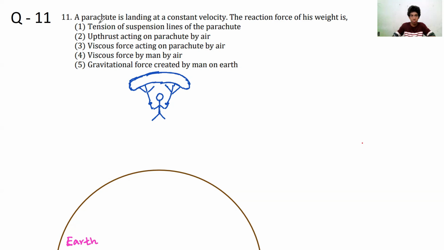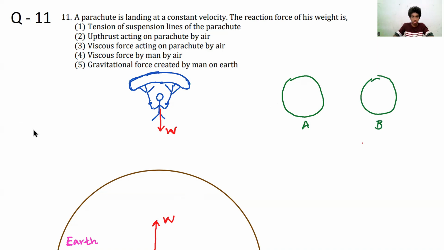Question number 11. A parachute is landing at a constant velocity. The reaction force of its weight is. So this is the man, and this is the parachute, and this is the earth. If this is the weight acting on the man, the reaction force of this weight is the gravitational force created by the man on the earth. If it is difficult to understand, it is exactly similar to this situation. Just consider two masses A and B.